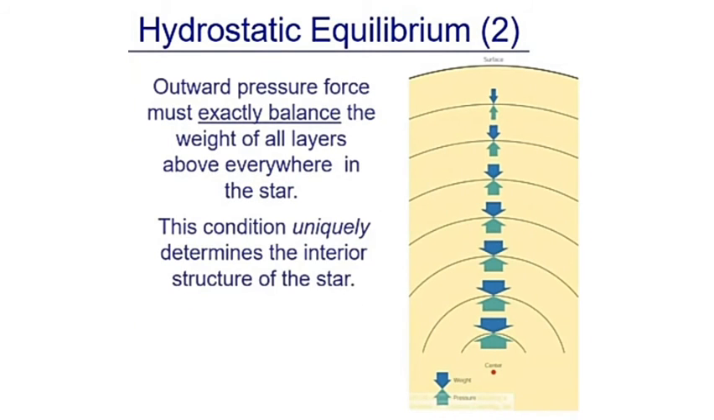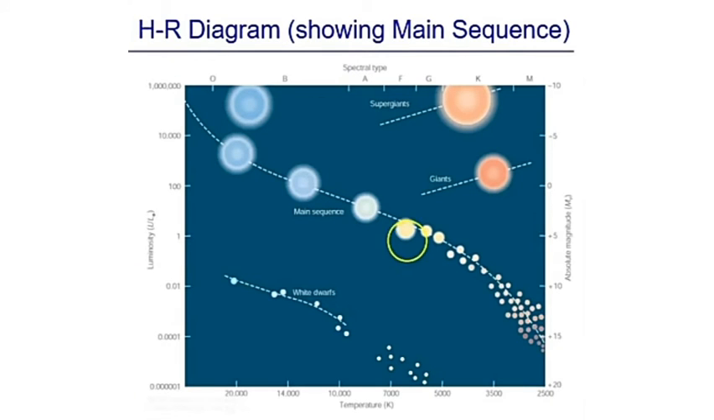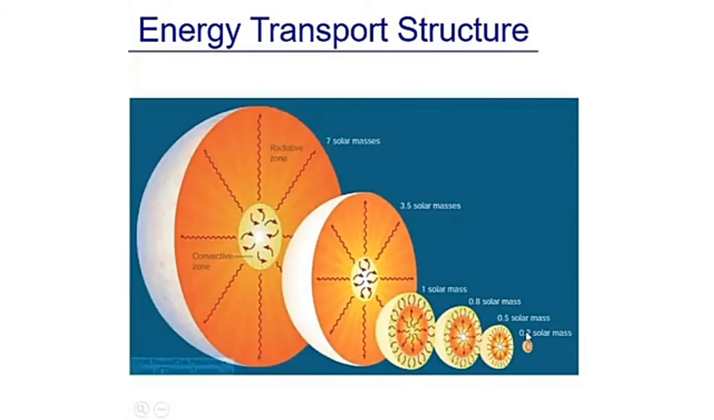Here is some more about it. The outward pressure force must balance the weight exactly at any point in the star. That is what helps build the interior of the star and keeps stable stars on such a narrow strip, the main sequence on the HR diagram. A good majority of stars are there. Perfect balance.